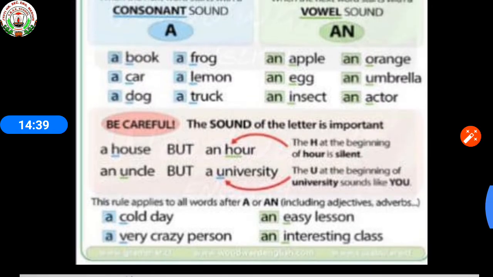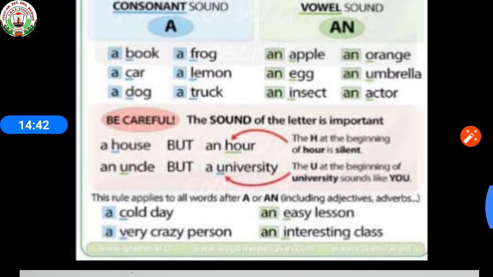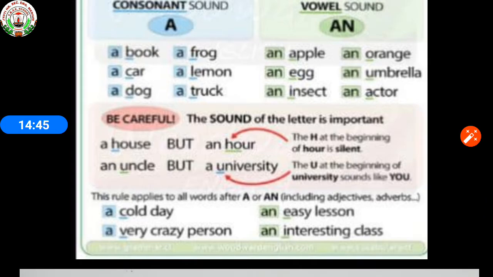Be careful. The sound of the letter is important. Always remember the sound of the letter is always important. A house, but an hour. The H at the beginning of hour is silent. An uncle, but a university. The U at the beginning of university sounds like YOU.